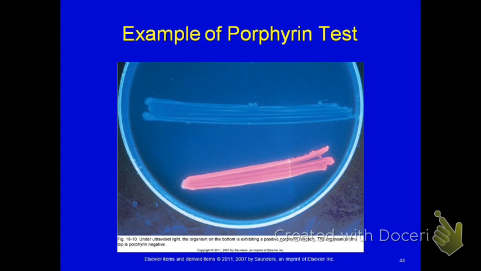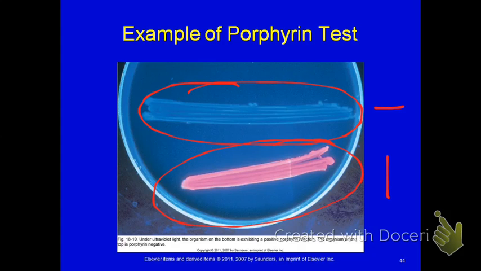Okay? So if there is a fluorescent red-orange, such as this one, it means that the organism here requires X factor. This is a negative result, which means that the organism here doesn't require the X factor.